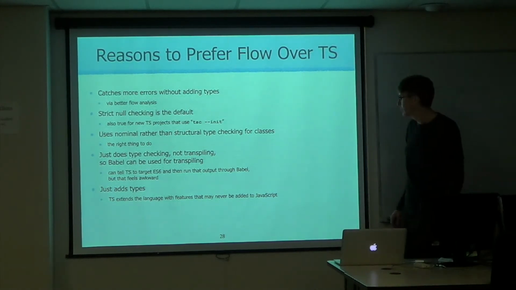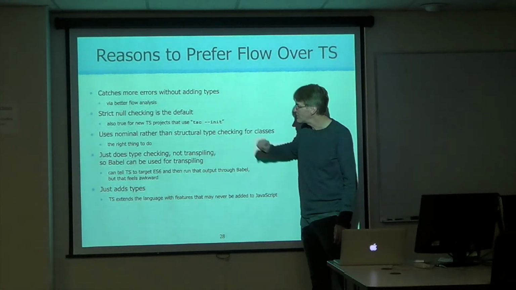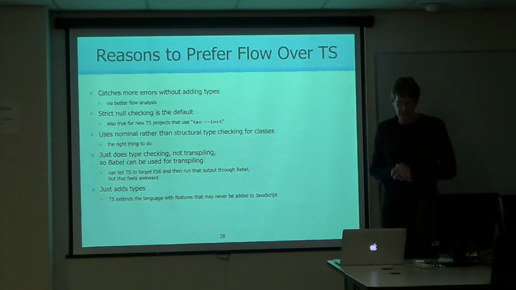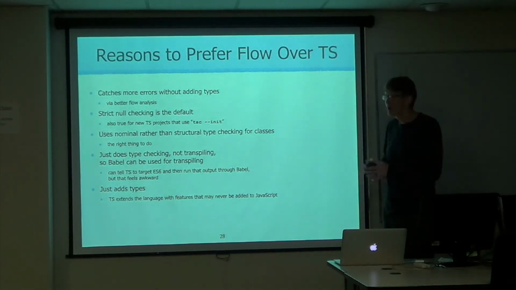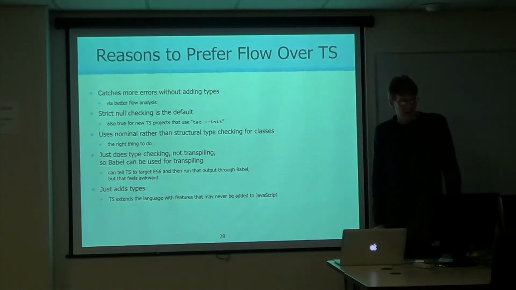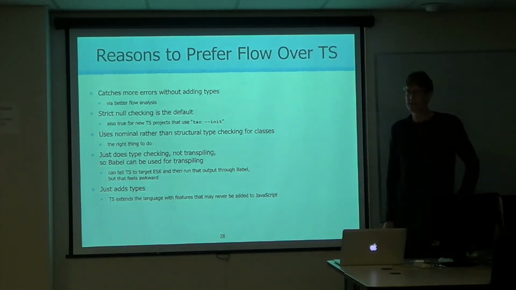Now in TypeScript, if you set it up using --init, it will give you a configuration that does the same thing as Flow, but that wasn't always the case. Another one that seems a little more abstract to talk about is that Flow uses nominal typing and TypeScript uses structural type checking. So why is it bad to use structural type checking? Basically what that means is that objects are compatible in TypeScript if they have the same properties, and that's it. In Flow, if you create objects from classes, they are compatible if they were created from the same class.